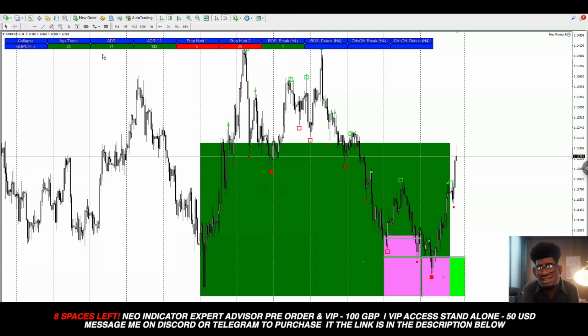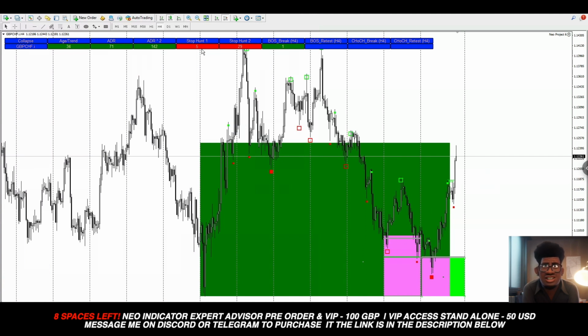The next thing we can see over here is our ADR1, which is showing us is 71 on this indicator, and ADR2, which is our take profit 2, is 142 pips. Of course, that is reading this week here, and it was reading obviously the last day that did occur, not the previous buy trade over here.